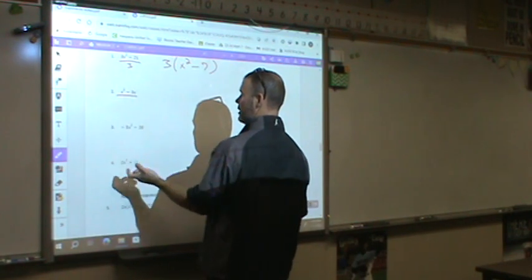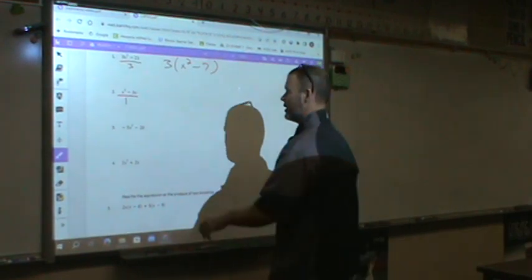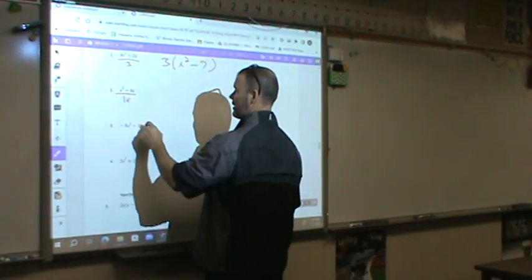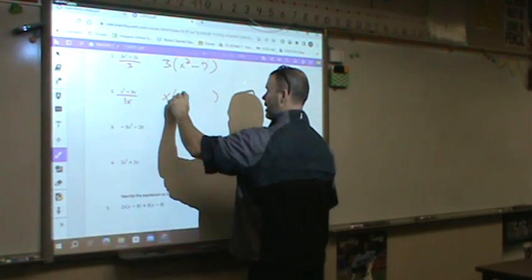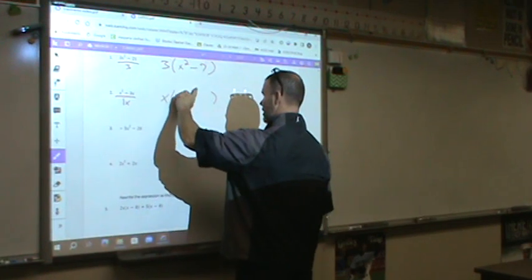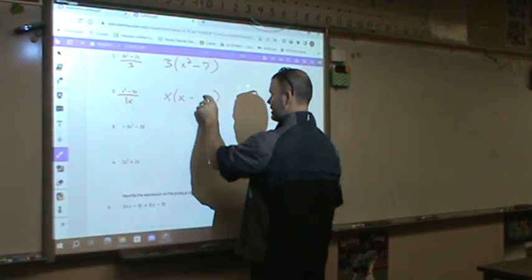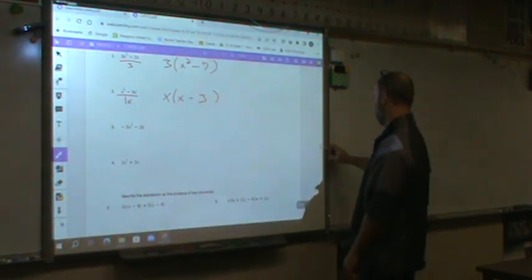If I look numerically, the greatest common factor is 1, but division by 1 doesn't really change anything. So I'm going to factor out an x. If I factor out an x, x times what is x squared? X times x. X times what is minus 3x? That would be negative 3. Again, you can quickly double check your work by multiplying.